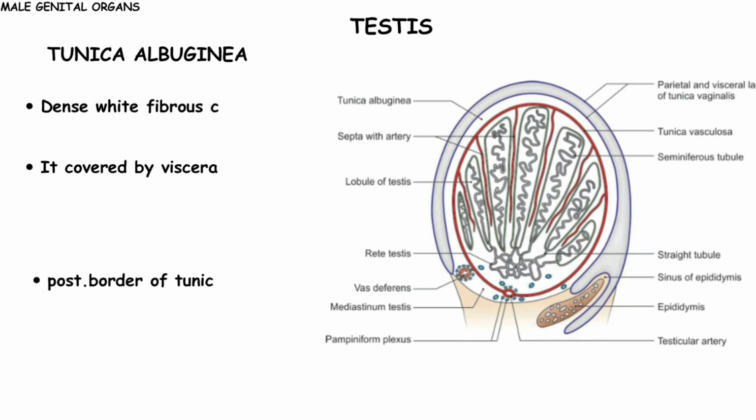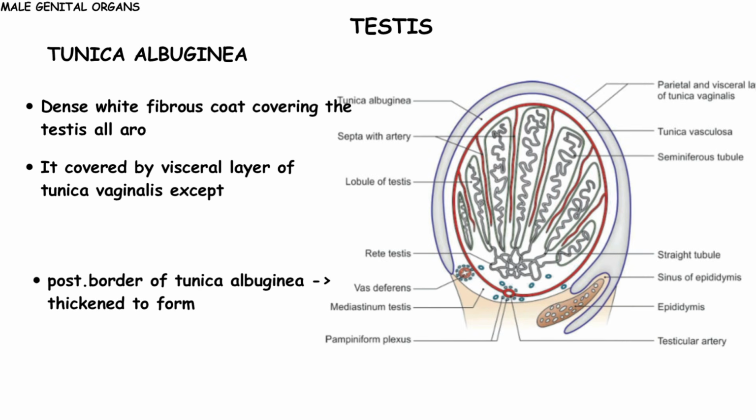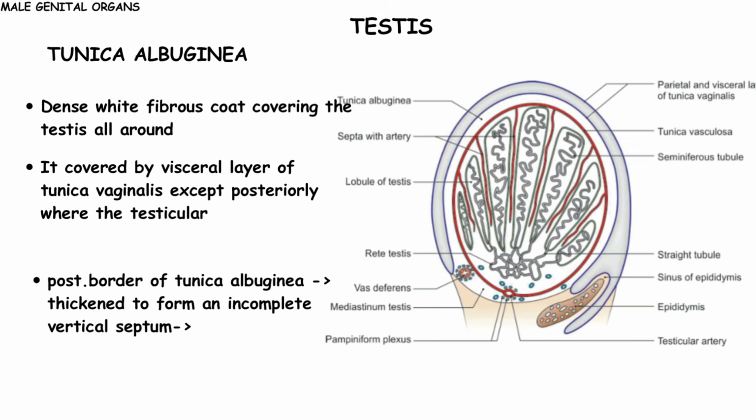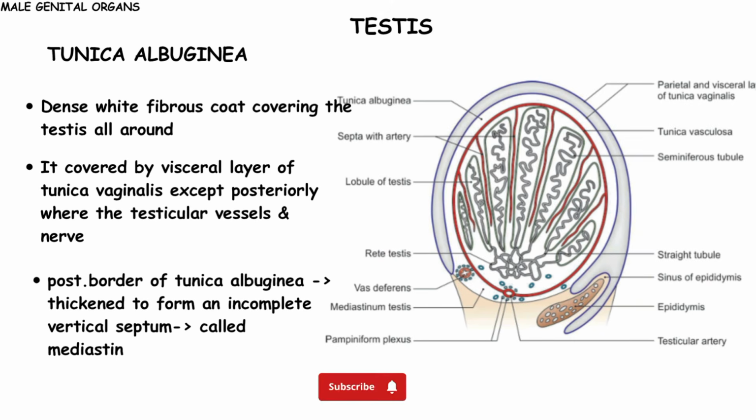Tunica albuginea. Dense white fibrous coat covering the testis all around. It is covered by the visceral layer of tunica vaginalis except posteriorly, where the testicular vessels and nerves enter the gland. The posterior border of the tunica albuginea is thickened to form an incomplete vertical septum called the mediastinum testis.